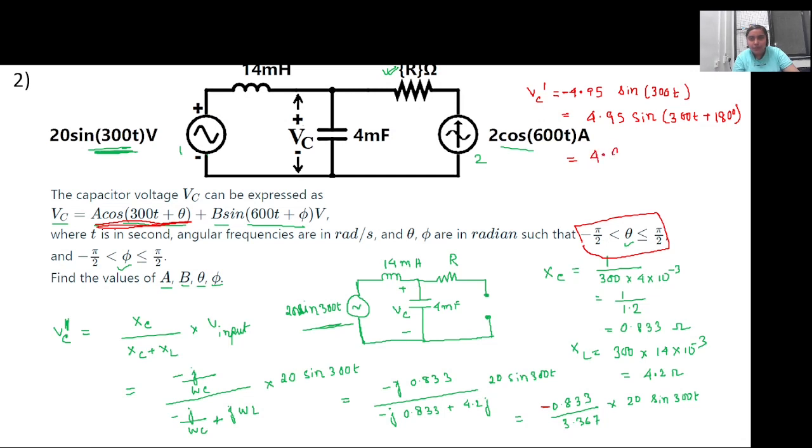So we can write it as 4.95 sine of 300t plus 90 degree. Let's write it like this. Sine of 90 plus theta is cos of theta, right? In the second quadrant, sine is positive. But our answer is negative, right? Then the purpose of changing the sign will not be served. So we had written it in terms of plus 180 degree, right?